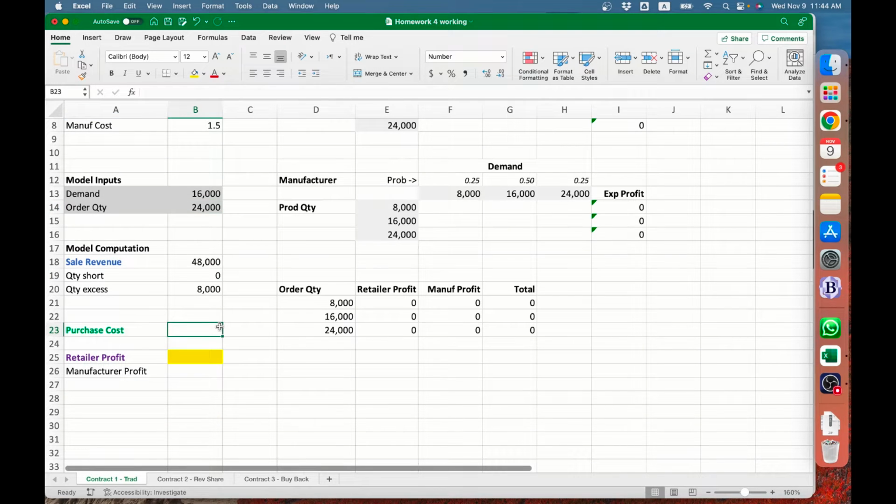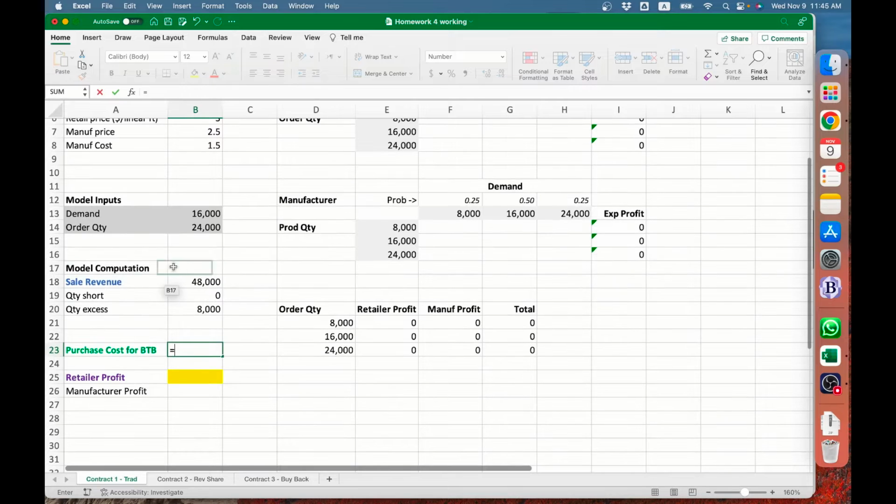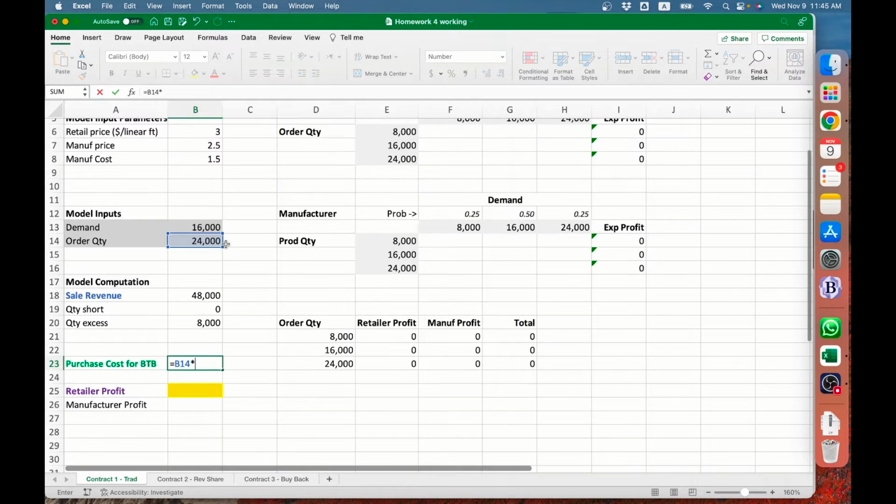Now we can get to our profit calculation. We can find the purchase cost. This is for B2B. How much does B2B spend on purchasing these products? Well, the purchase cost is not going to be based on the sales revenue. It's not going to be based on the demand. It's going to be based on the order quantity, because if you order 24,000, you have to pay the manufacturer for 24,000 whether you end up selling or not. So this times the manufacturer's price, that's how much we spend on purchasing this stuff.